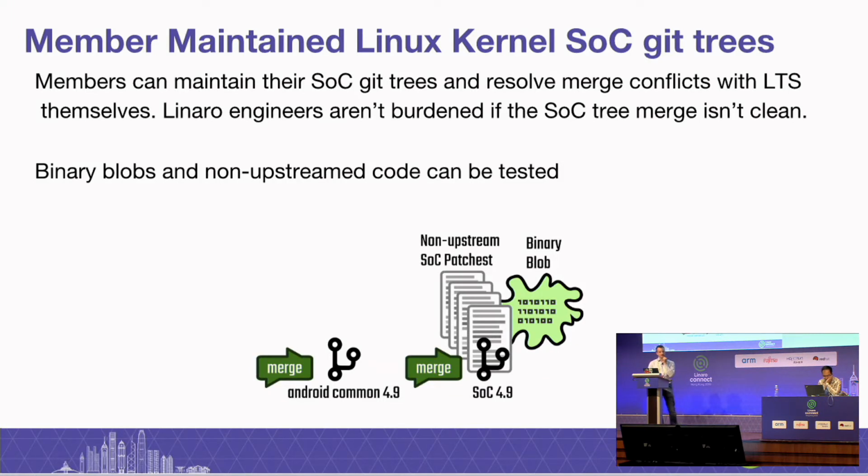So just briefly, I wanted to chat a little bit about the member Linux kernel SoC Git trees. What's interesting about this is when we talked about the merge from Android Common Kernel, for instance, to the SoC-based tree, you can easily maintain your own non-upstream SoC patch sets and any binary blobs. That's the part we haven't quite figured out yet. We haven't done any testing because we don't need to do any testing with that, but I don't believe that that's too terribly complex.